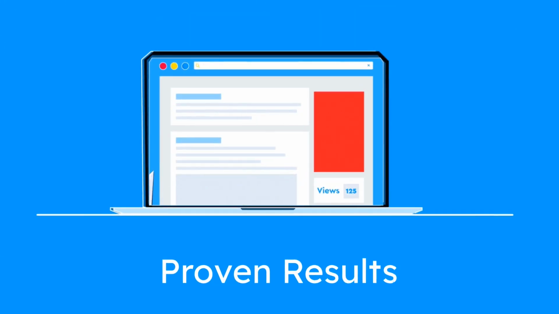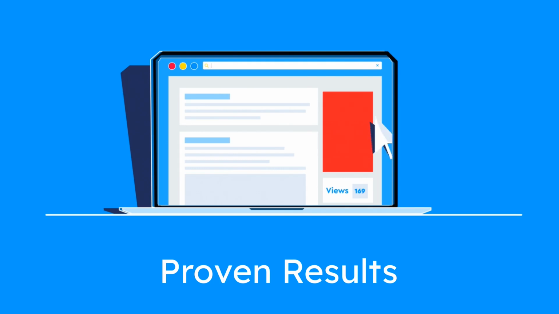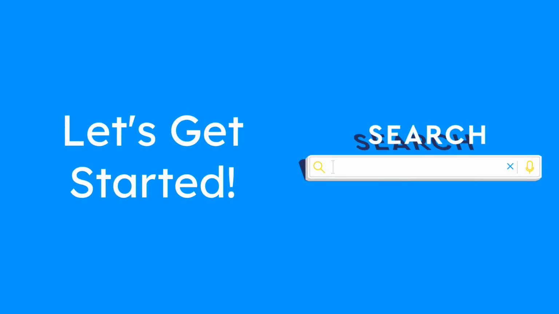Backlinko, for example, used a similar process to rank in Google's top 10 for over 20,000 keywords, which they estimate is worth a staggering $756,000 per month in ad value. So, if you're ready to ditch the guesswork and start finding keywords that actually work, stick around.